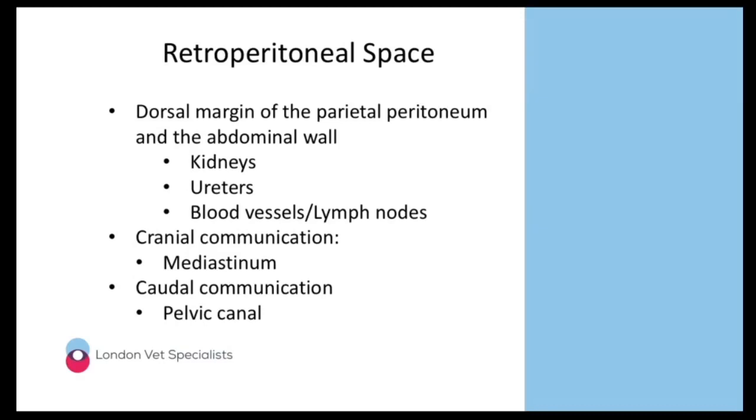So moving from the peritoneal space to the retroperitoneal space, the retroperitoneal space is effectively the space between the dorsal margin of the parietal peritoneum and the abdominal wall, and contains the kidneys, the ureters, and then a whole bunch of blood vessels and lymph nodes. It has both a cranial and a caudal communication. Its cranial communication is with the mediastinum, and its caudal communication is with the pelvic canal.